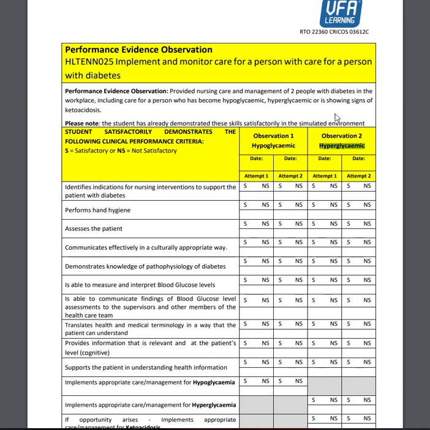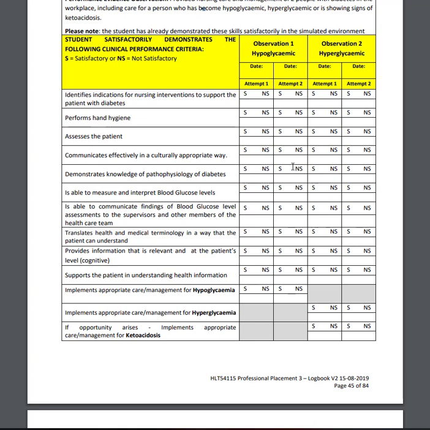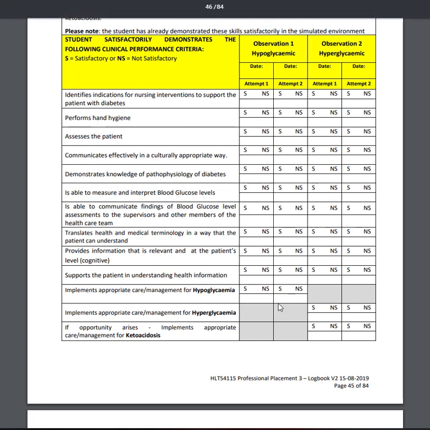The third option is if the opportunity arises for one of the persons with hypoglycemia who may have signs of ketoacidosis. So we've basically separated into 2 patients and 2 attempts, opportunities arise for both of those patients.